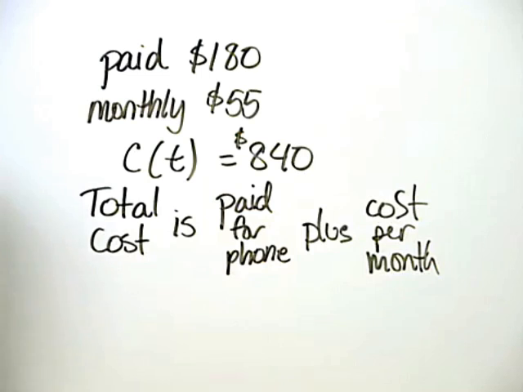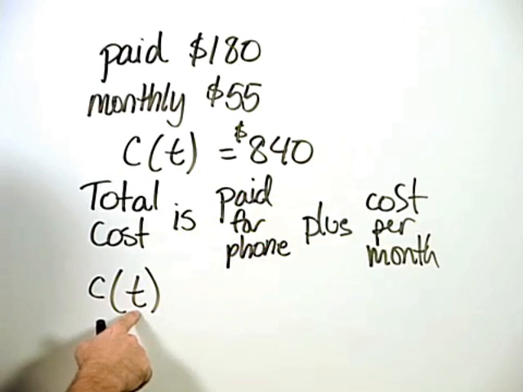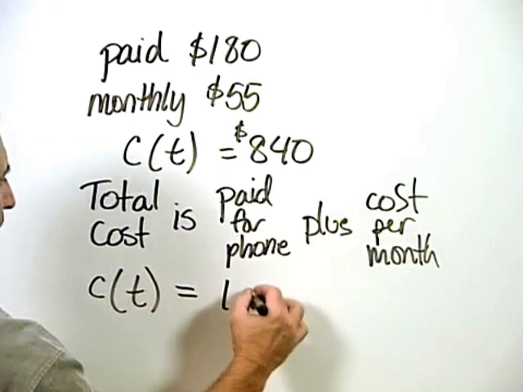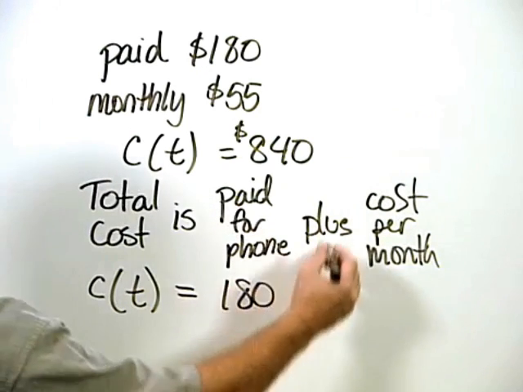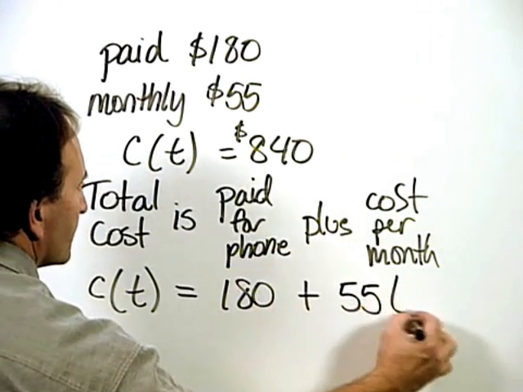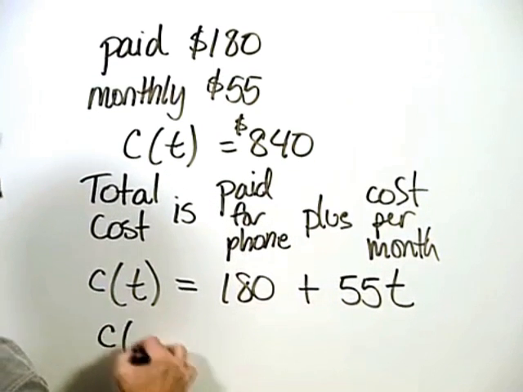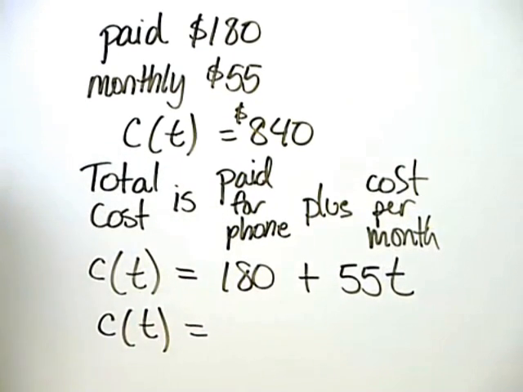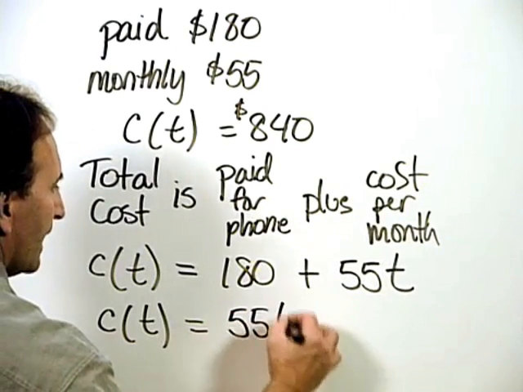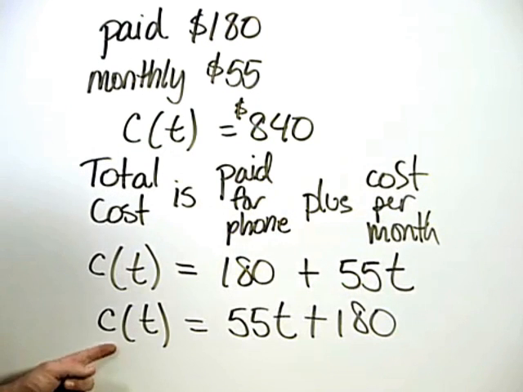Translating that into a mathematical statement, total cost, C of t. So C is the cost, t is the number of months, equals paid for the phone, 180, plus, becomes a plus sign, and the cost per month, $55 times the number of months. Let's rewrite that in the more familiar slope-intercept form, or y equals mx plus b form. So C of t equals 55t plus 180. So that's the cost function.